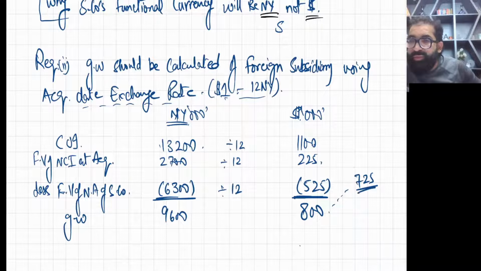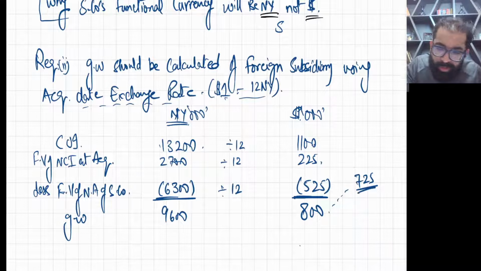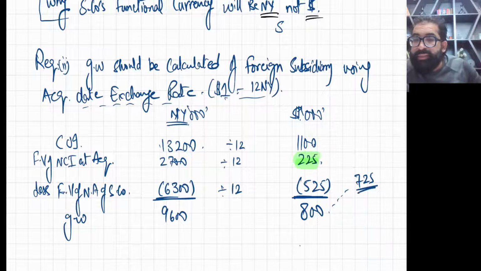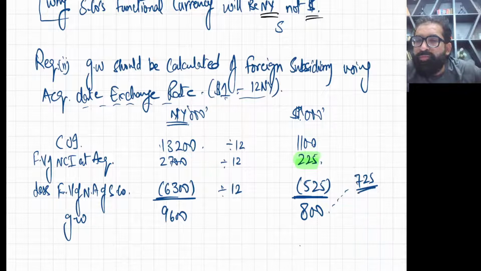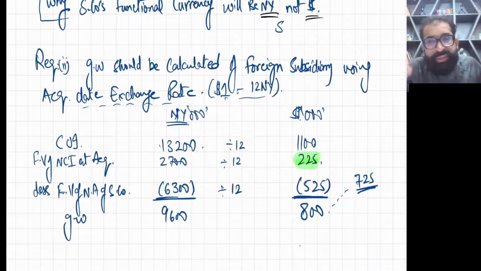So how much is the difference? 75. And why is this difference coming? Because this number is wrong. They calculated NCI as 150. Even apply your calculator: just do 2,700 divided by 18, it will come as 150. But here it is 225. So that means exactly there is an error of 75. What does this mean? They have reduced the fair value of NCI by 75.